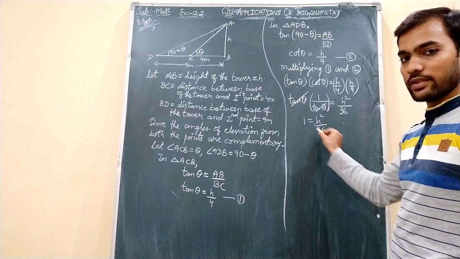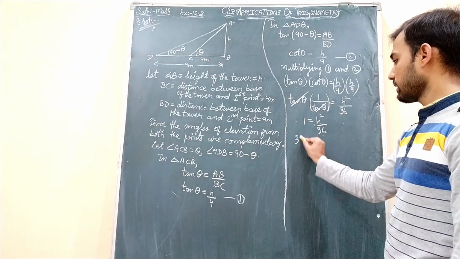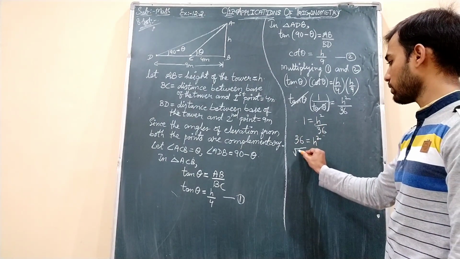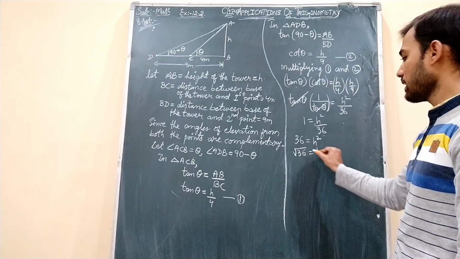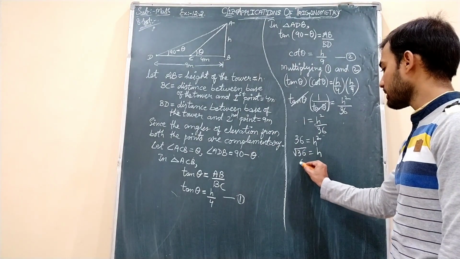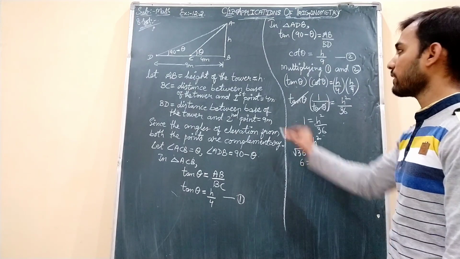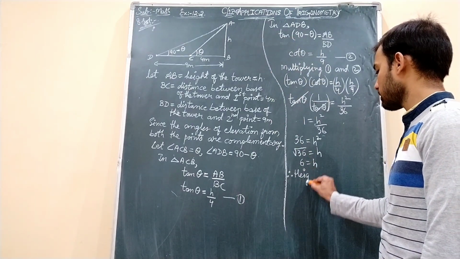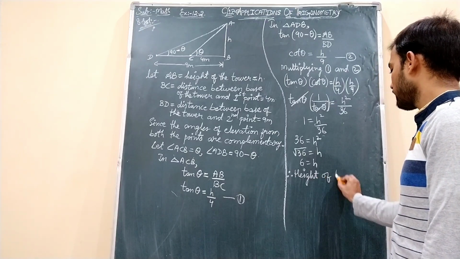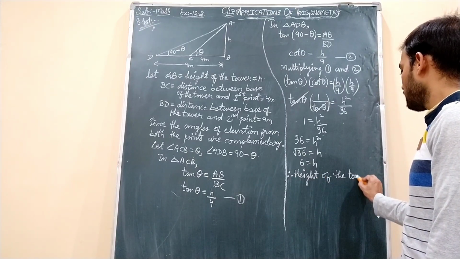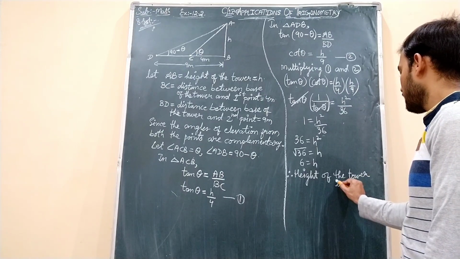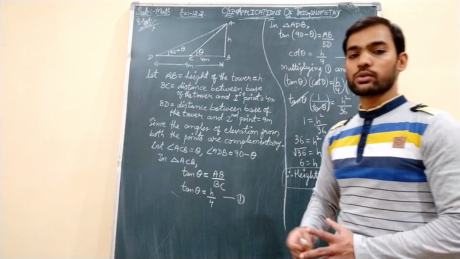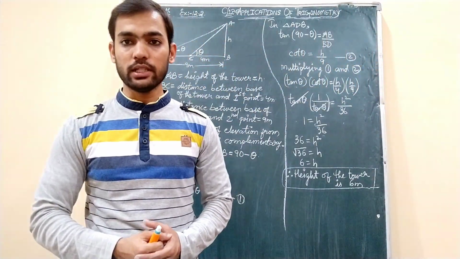This is in division. So if you multiply, 36 ones are 36 equals h square. Square after transposing becomes root over 36 equals h. The square root of 36 is 6, students. So we got the value of h as 6. So at last we will write, therefore, the height of the tower is 6 meters.